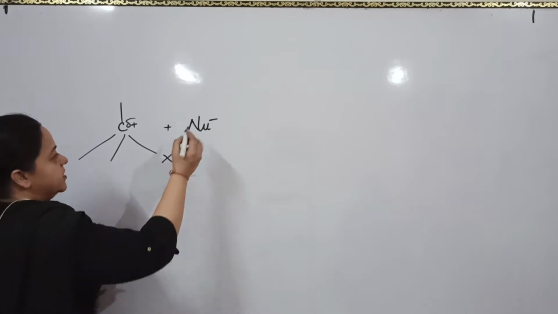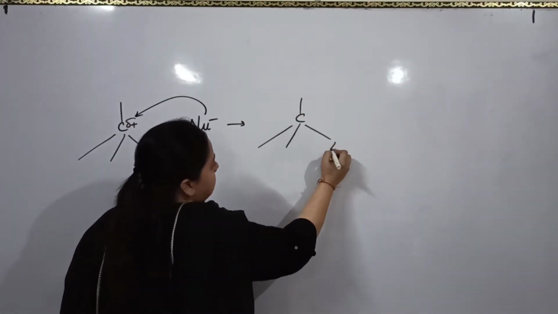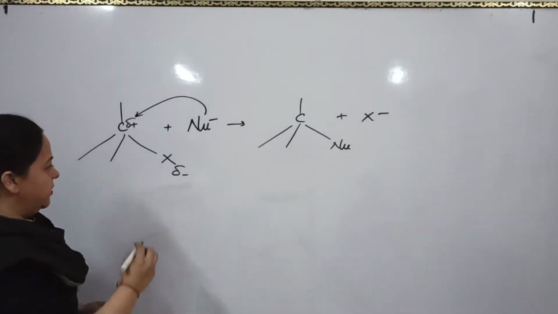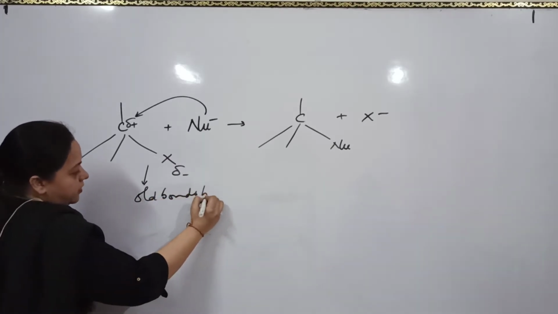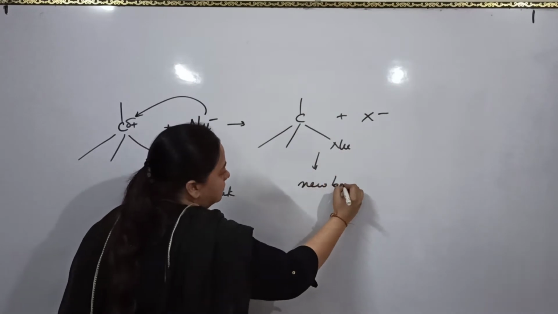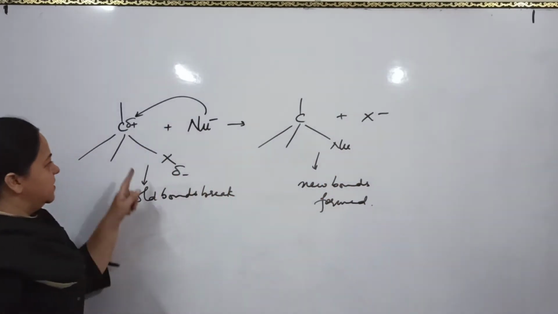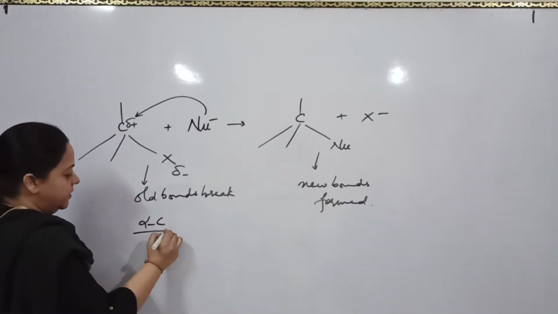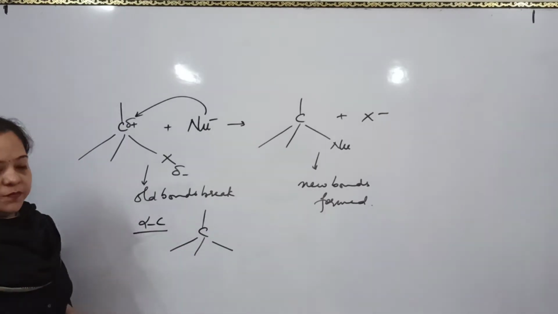In the nucleophilic substitution reactions, a stronger nucleophile replaces a weaker nucleophile. During the chemical reactions, the old bonds break and the new bonds are formed. This carbon carrying halogen is the alpha carbon, and this alpha carbon is tetrahedrally surrounded by 4 groups.